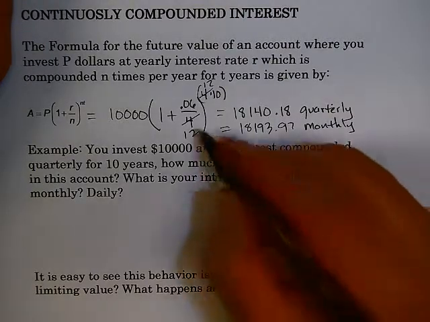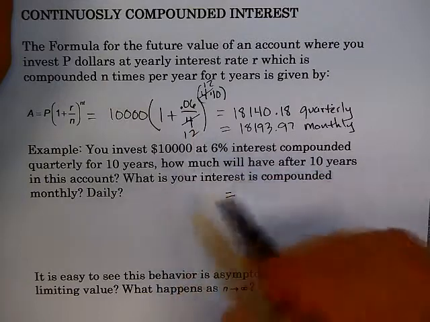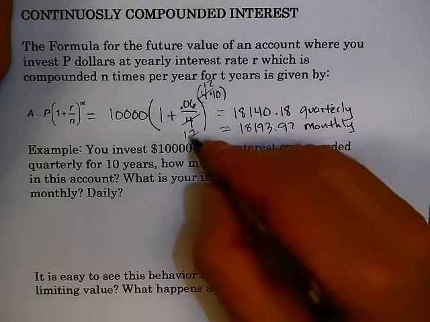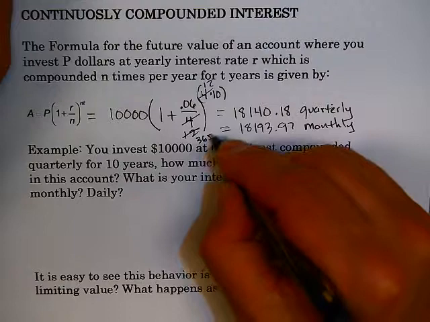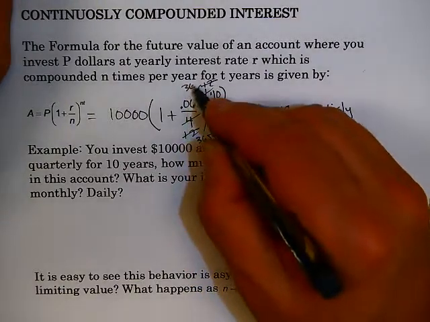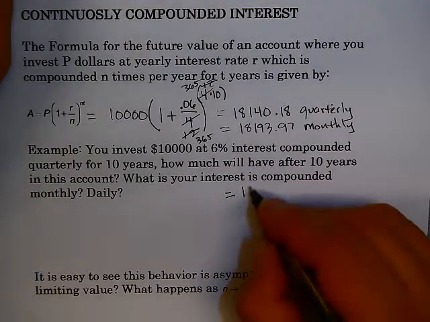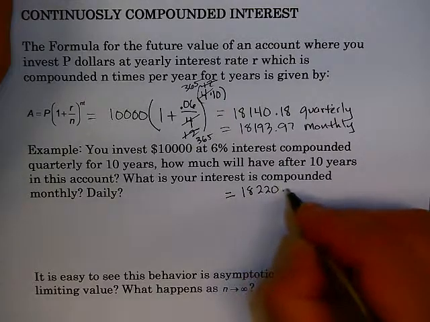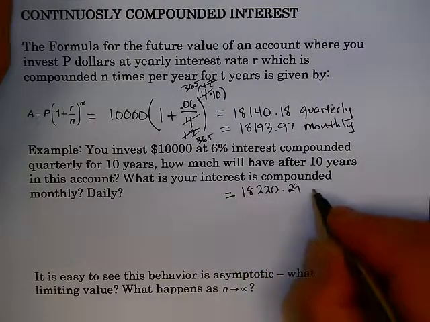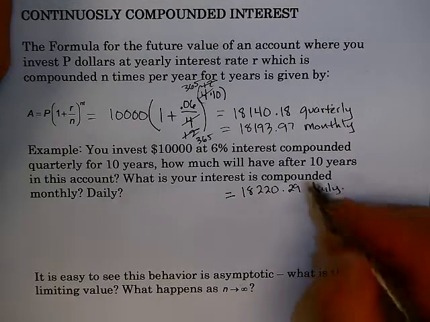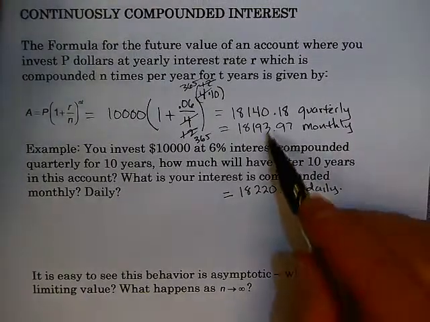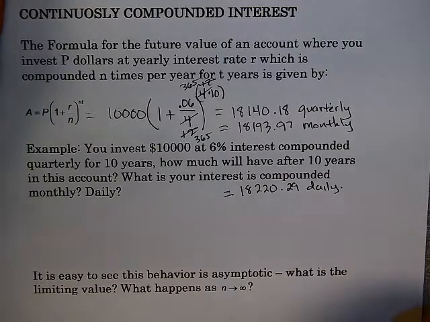What if I did this daily? I gave you interest every day, so instead of giving you the 6% per year, I gave interest every day, so I made this 365 and this 365, and I redo that problem. I'll go back to my calculator and redo that problem. That adds up to be $18,220.29. So you'll notice I went up, but I only went up about $27, not very much.